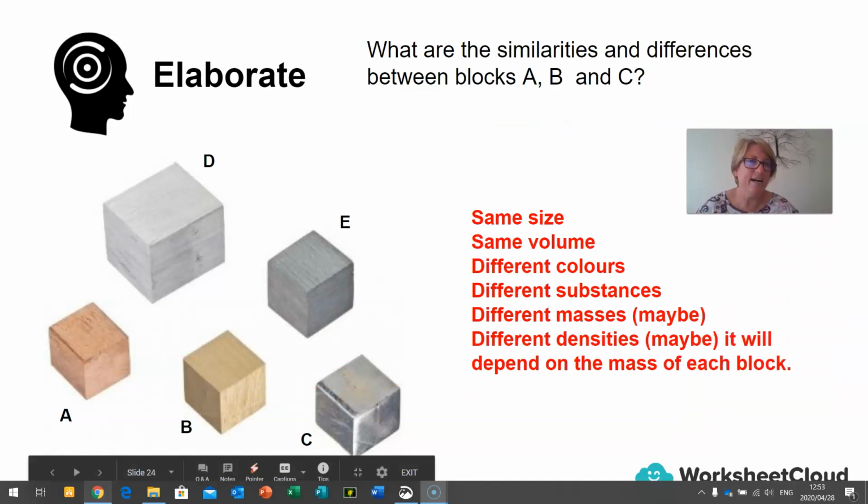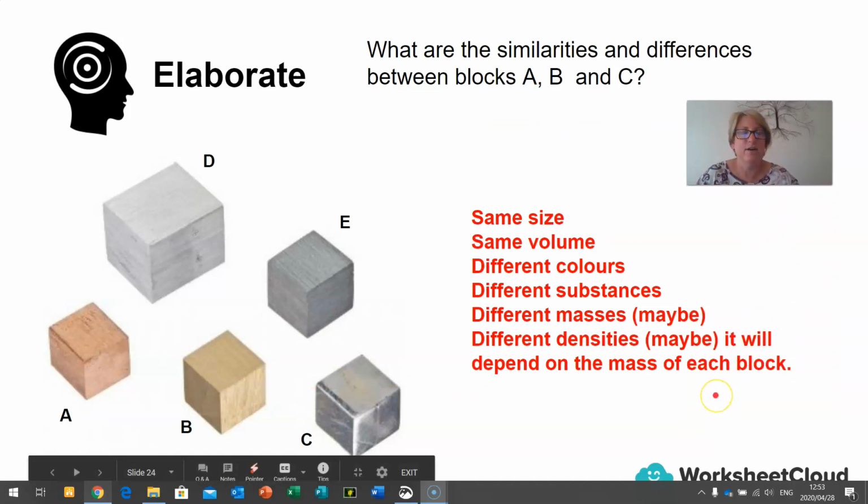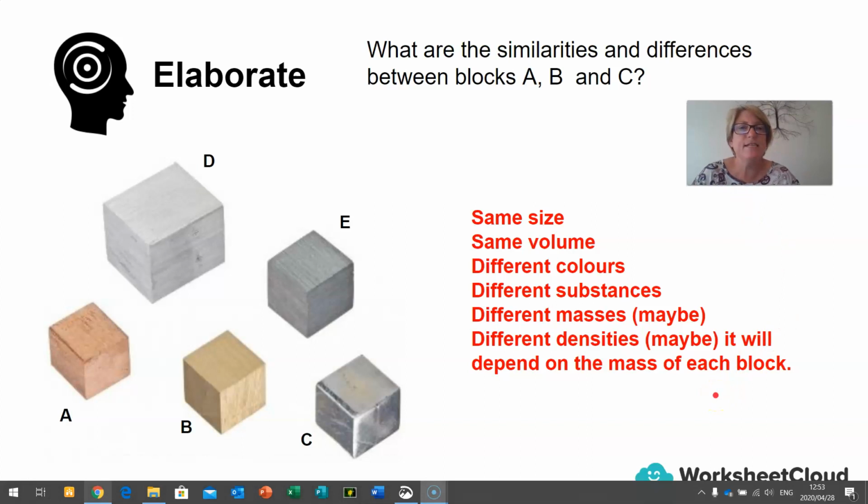Okay, so let's see how you did in the first question. So what are the similarities and differences between blocks A, B, and C? Well, at this stage, all we can go on is pretty much what we can see. So when I have a look at blocks A, B, and C, I can see they all look the same size, which means I can see they all have the same volume. So their length and breadth and height will all be the same. They do look like they've got different colors, so they look like they're possibly different substances.